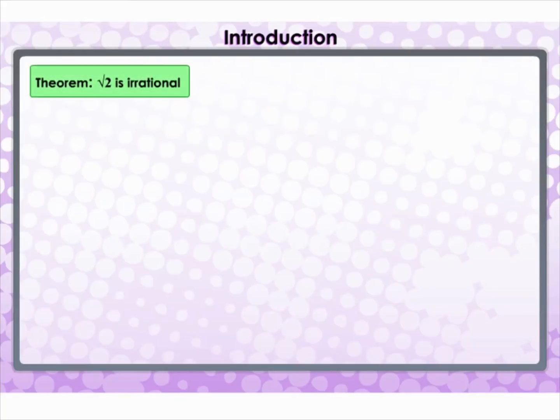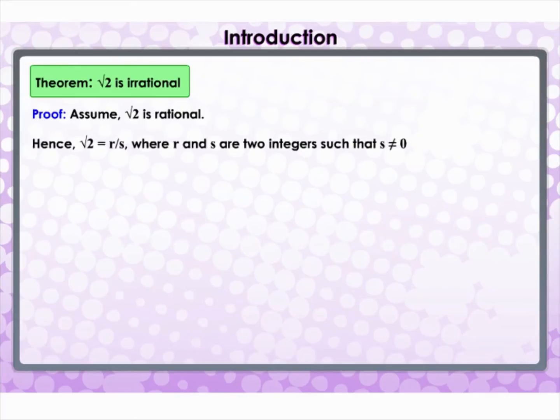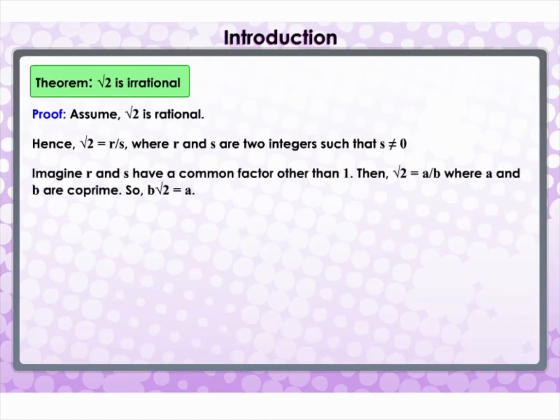We are now ready to give a proof that root 2 is irrational. The proof is based on a technique called proof by contradiction. Let's assume that root 2 is rational. So we can find integers r and s not equal to 0 such that root 2 is equal to r by s. Suppose r and s have a common factor other than 1. Then we divide by the common factor to get root 2 is equal to a by b, where a and b are co-prime. So, b root 2 is equal to a.